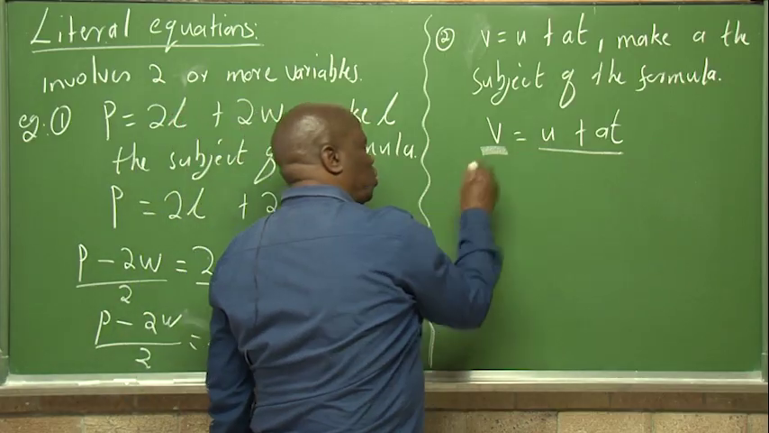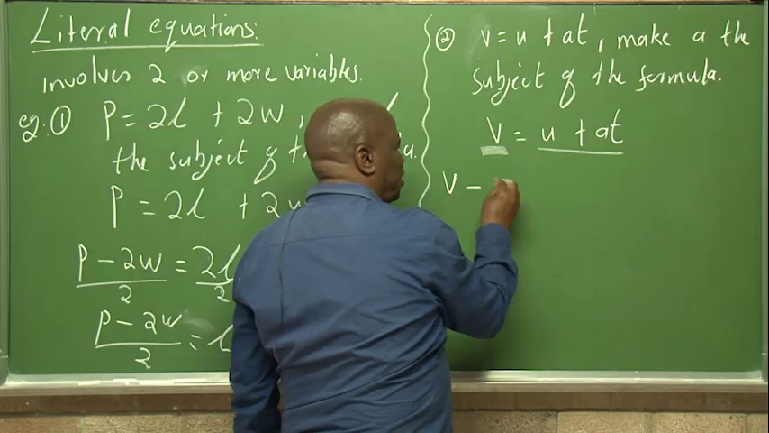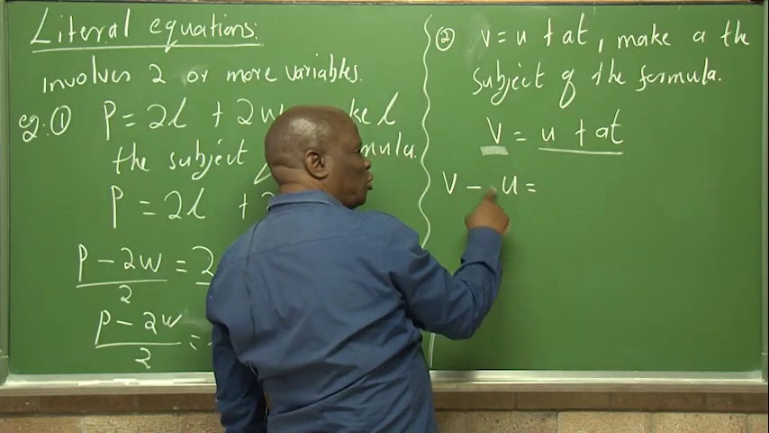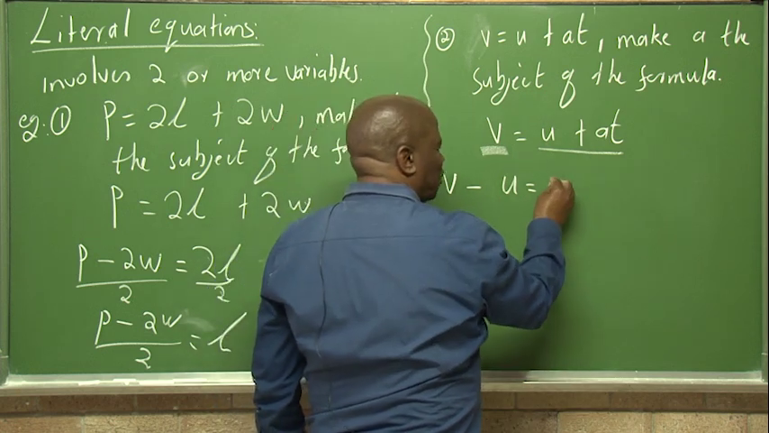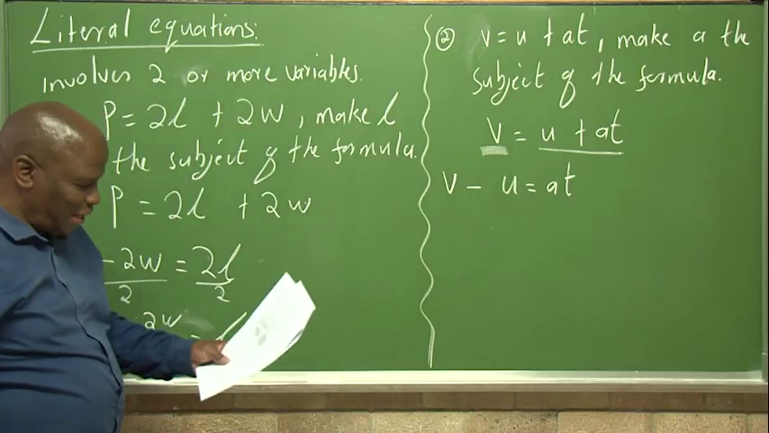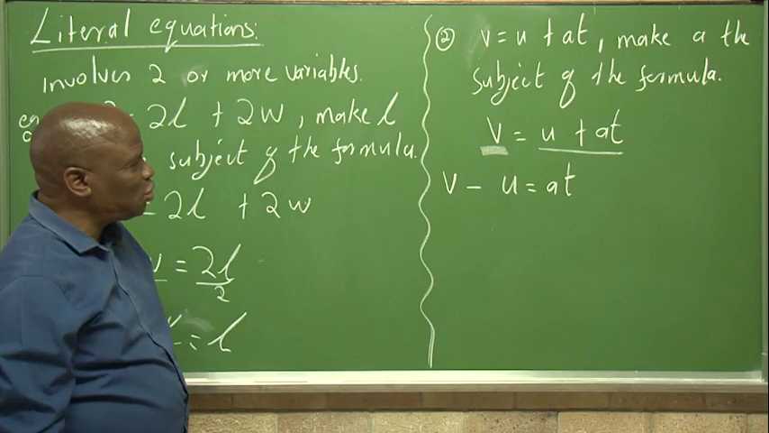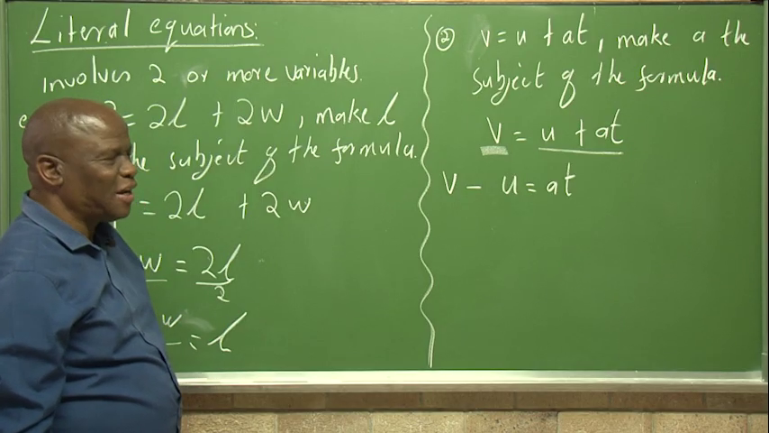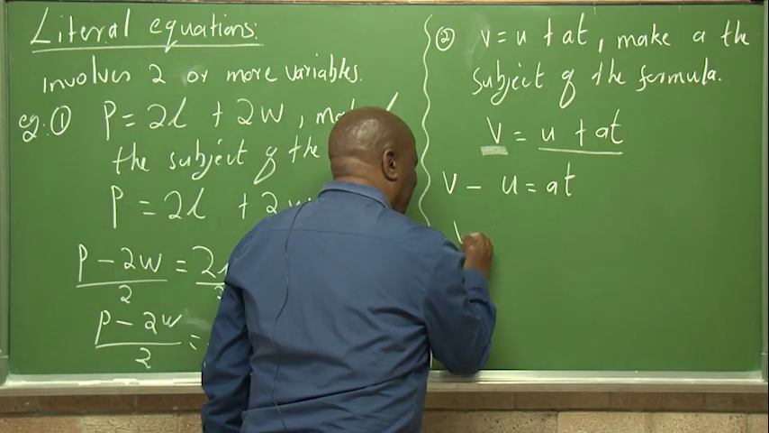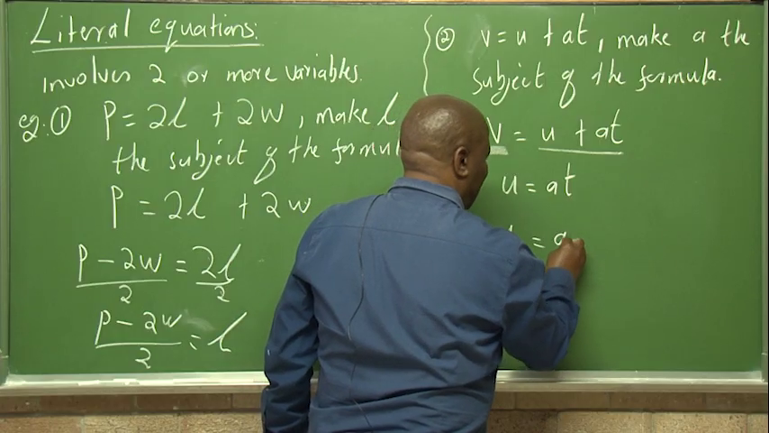Now transpose U, you've got V on this side. If you transpose U, it's V minus U, which is equals to, because U has already been moved to the left, we are only left with positive AT. Now that you are left with positive AT, how do we determine the value of A? You divide by T. Here is the equation. V minus U equals AT.